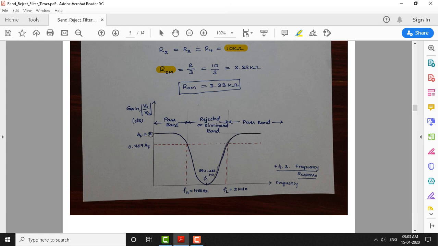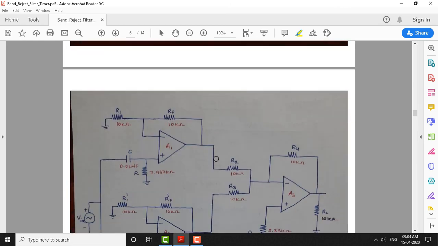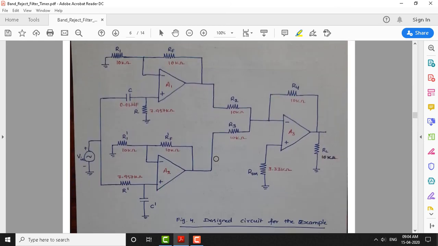The maximum gain is AF equals 2 here, and at 0.707 times AF, that gives us the bandwidth as 2 kilohertz minus 400 hertz, which is 1600 hertz. So these values can be substituted in the circuit, so that completes our design. You can see all values that we have estimated in the example are substituted here. This completes the wide band reject filter design.